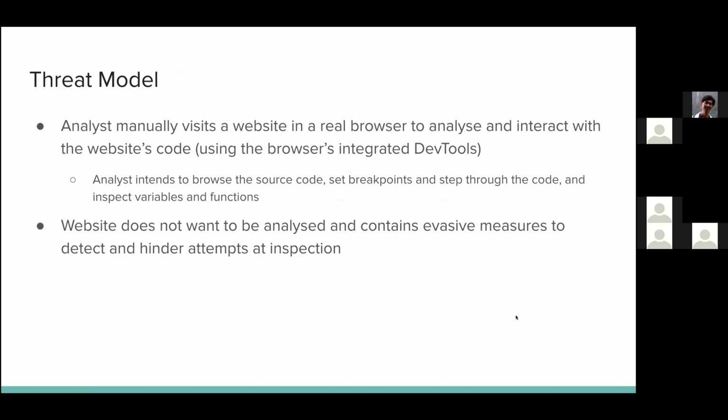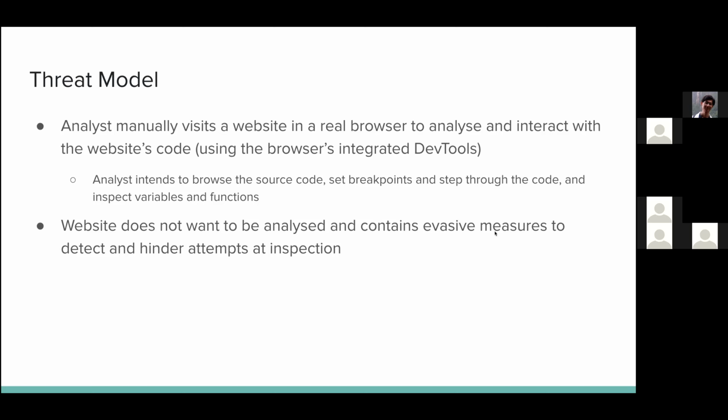So the threat model that this research paper is addressing is when a security analyst manually visits a website using a real browser in order to analyze and interact with the website's code. For example, if the analyst is trying to create an automated tool to analyze the website's code dynamically, they'll probably first want to do some manual analysis to confirm some of the hypotheses.